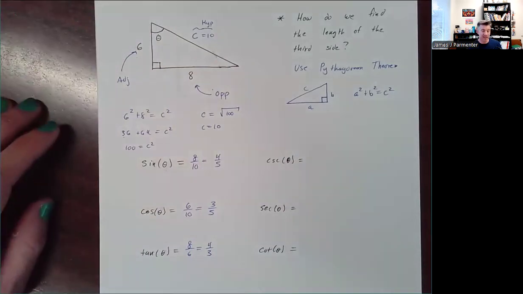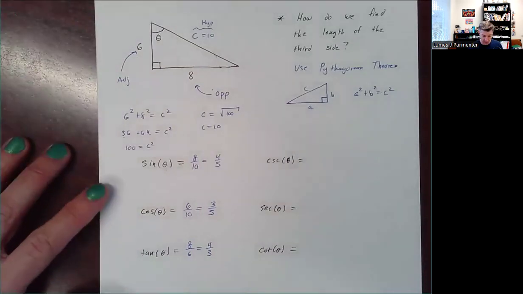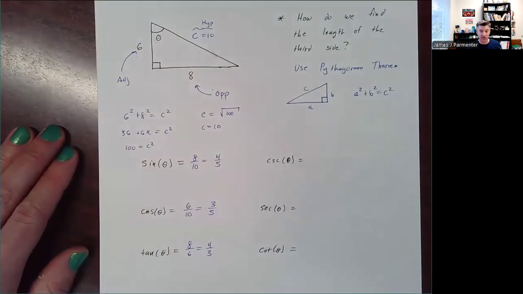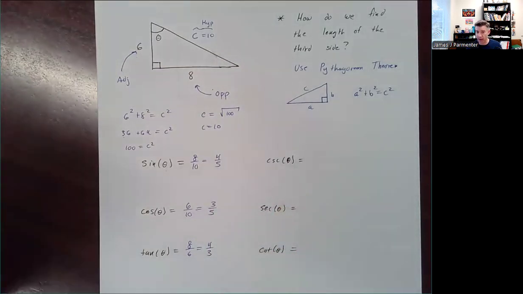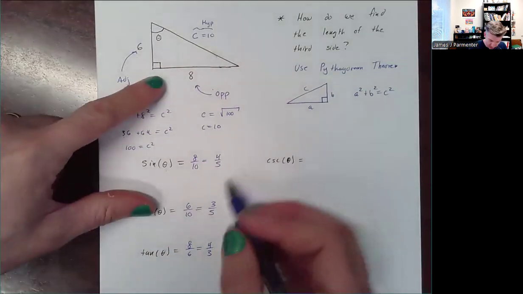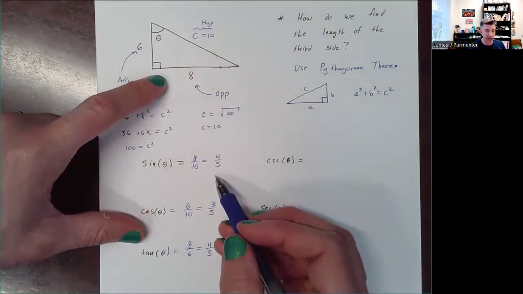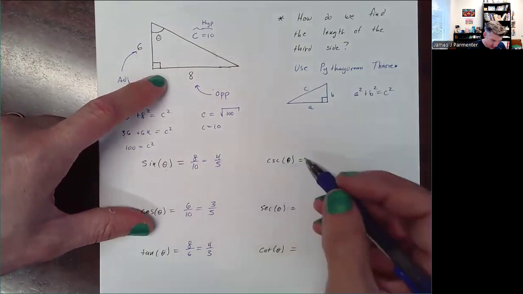And then the nice thing about the reciprocals is, if you write it in this way, you don't have to really think about it. You can just say, well, it's going to be all these fractions flipped over. Or we can do the math. I'll point out that cosecant of theta is going to be 5 over 4. But let's do the math.